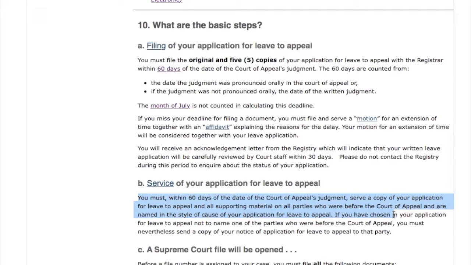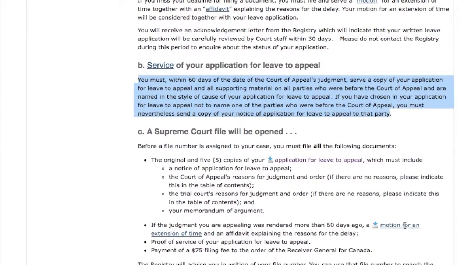So what happens typically is that within 60 days, you have to serve a copy of your application for leave to appeal and all supporting material on all the parties who were before the Court of Appeal and are named in the style of cause of your application. A style of cause, I'm not going to get into that now, but that's just the naming of your case. How many parties were involved.